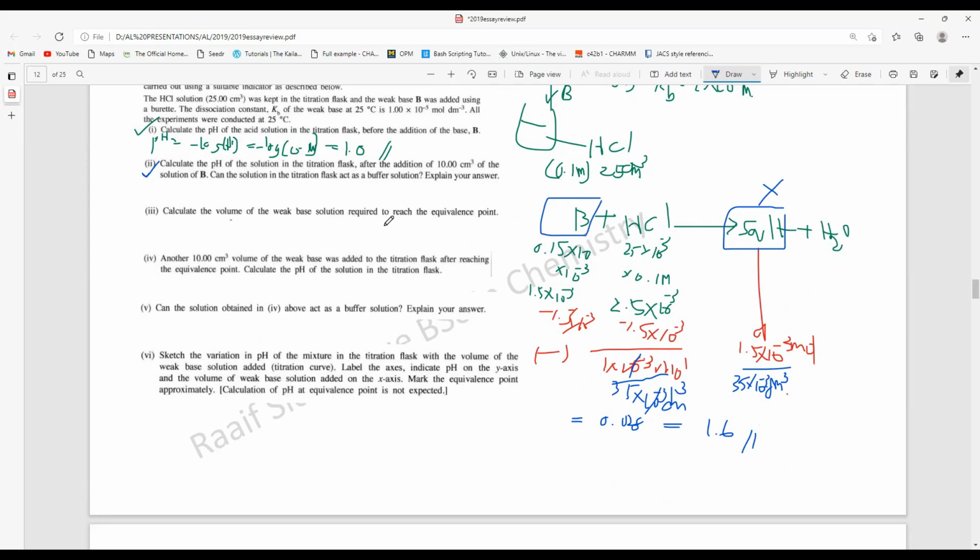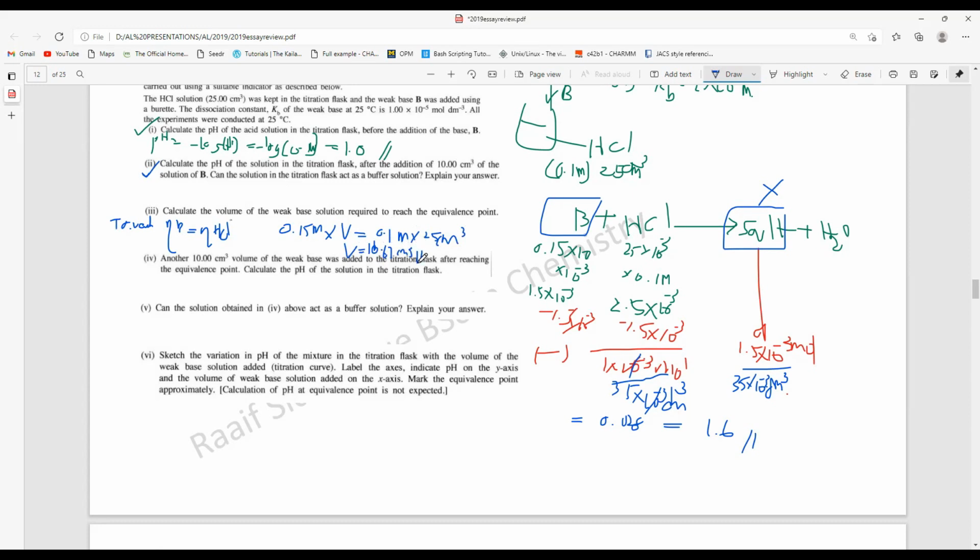Calculate the volume of the weak base solution required to reach the equivalence point. So to reach the equivalence point, moles of B should be equal to moles of HCl. So moles of B means 0.15 M times the added volume, which we don't know, should be equal to 0.1 M times 25 cubic centimeter. So this would give the volume. So you calculate the volume, and you will end up with something like 16.67 cubic centimeter.